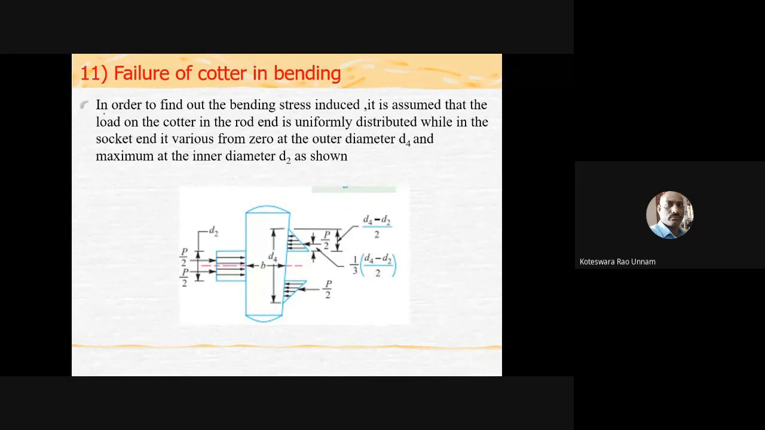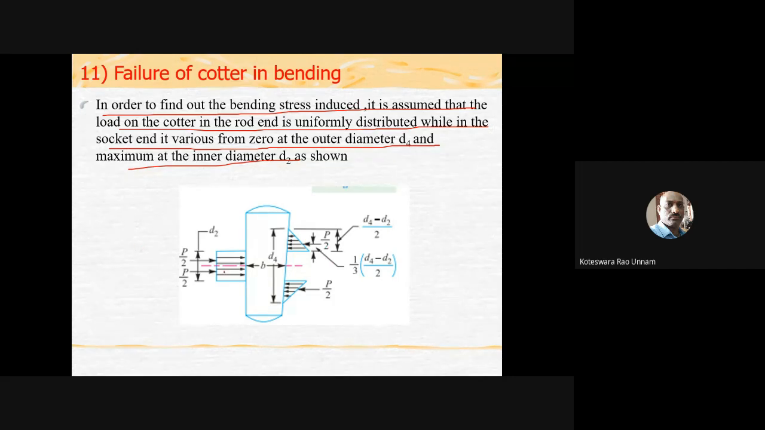In order to find out the bending stress induced, it is assumed that the load on the cotter at the rod end is uniformly distributed, while at the socket end it varies from 0 at the outer diameter D4 to maximum at the inner diameter D2, as shown in the figure. Actually, it is a distributed load, and to check whether this cotter is going to bend or not, we need to find out the bending stress. For that, this is going to be the assumption.